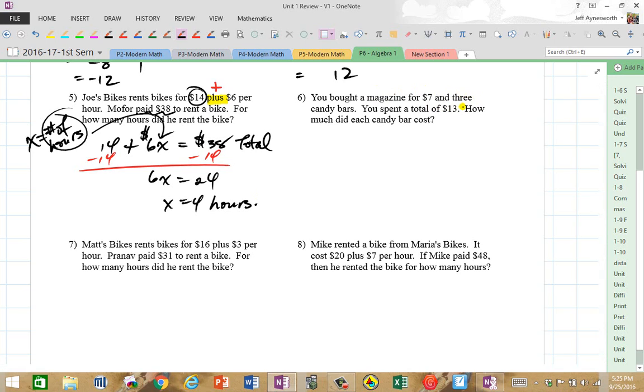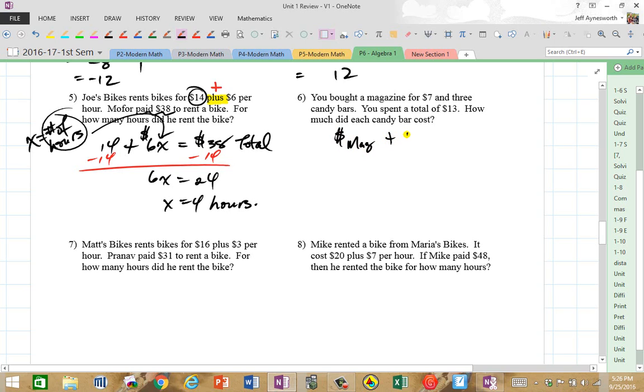Okay, all right. So you bought a magazine for $7. So you have money for the magazine plus money for the candy bars. You spent a total of $13, and this is the total. Now you spent $7 for the magazine plus you got 3 candy bars, but you don't know how much each costs. But you bought 3 of them. So you're going to take 3 times the individual cost, and that's going to be a total of 13. So in this situation, x stands for the cost per each candy bar.